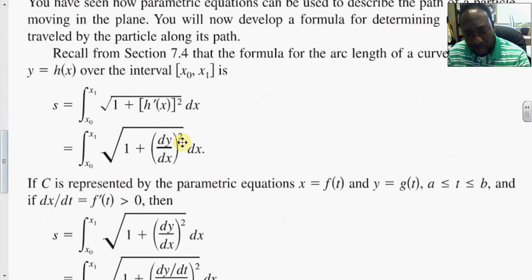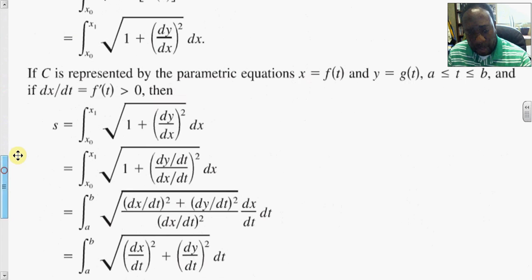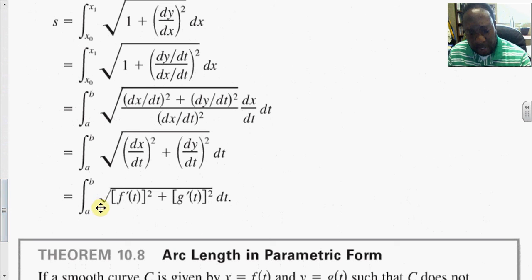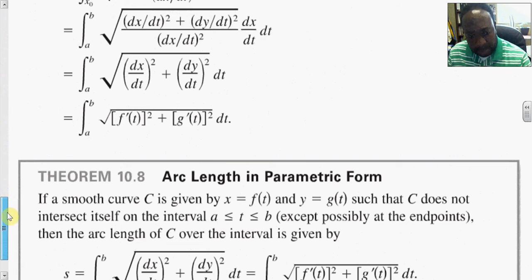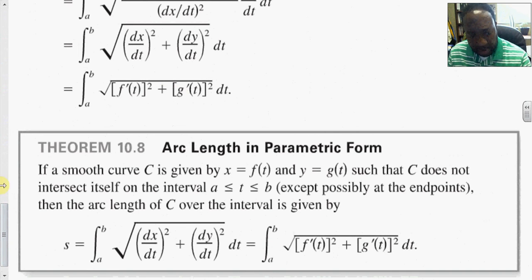derivative squared dx. But now we're given two functions, two parametric functions, so the arc length based on the parametric form is the integral from a to b of the square root of f prime of t squared plus g prime of t squared dt. And so the f and the g are the parametric forms.